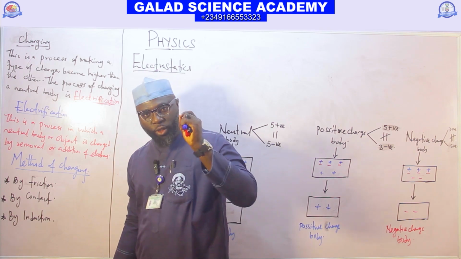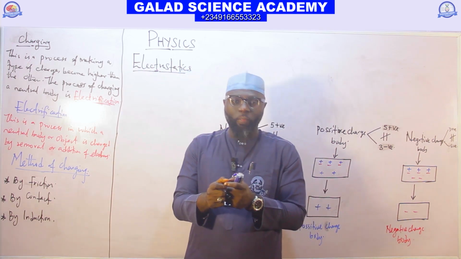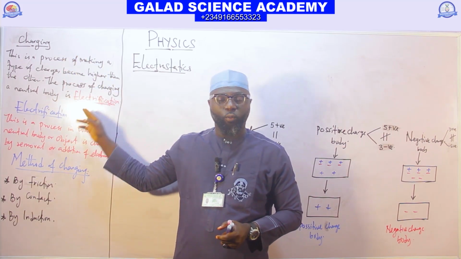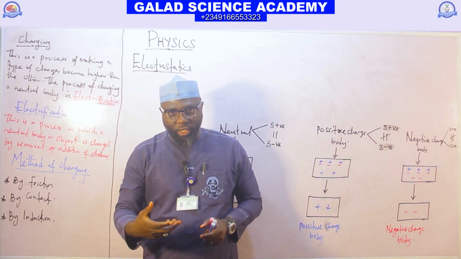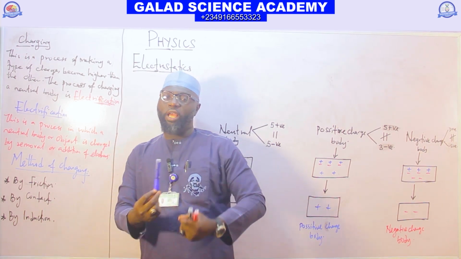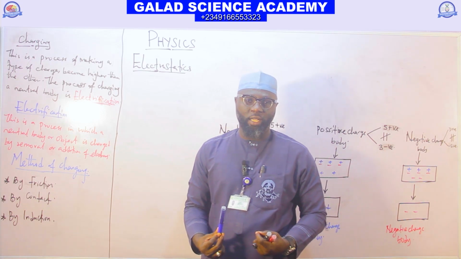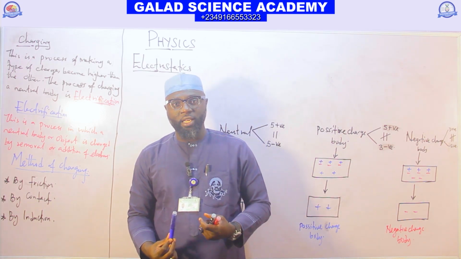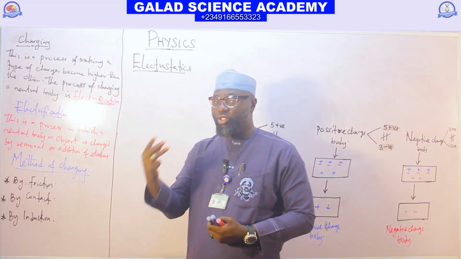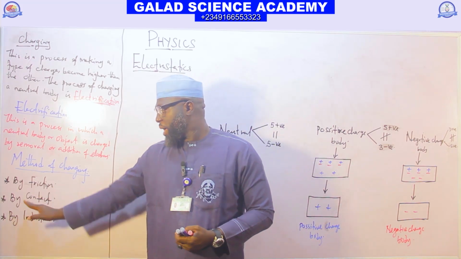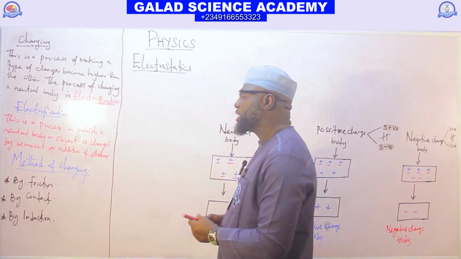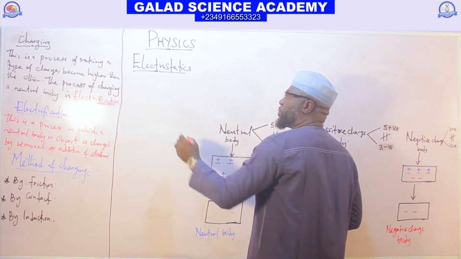Once again, the process of charging a neutral body is called charging or electrification. What is electrification or charging? It is the process of transferring electrons from a charged body to a neutral body. That is what we call electrification. And then we have three methods of charging a neutral body in physics: by friction, by contact, by induction. Let's treat it one after the other. Charging by friction. So, heading.